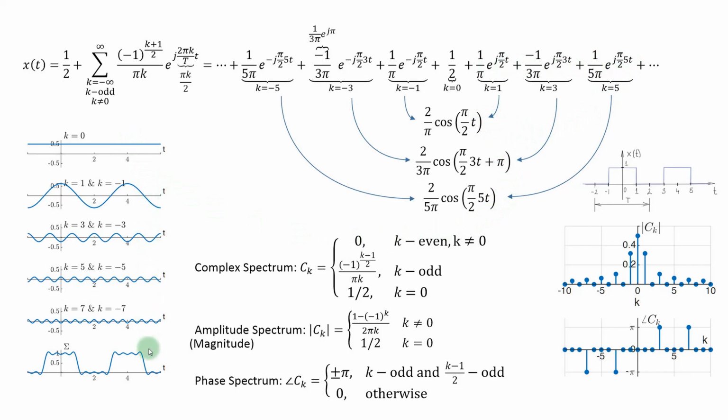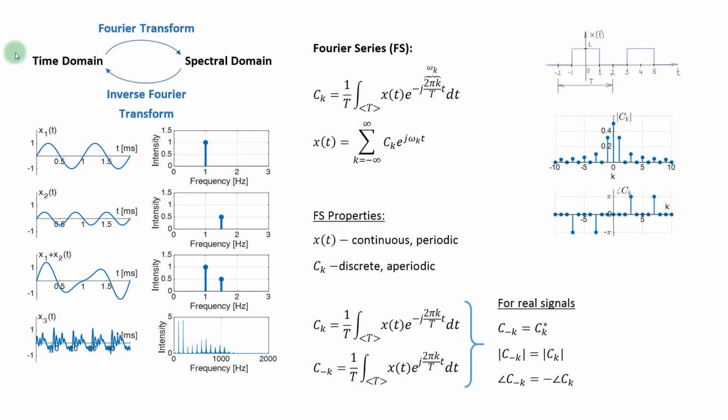To summarize, in this lecture I have introduced the concept of the time domain and the spectral domain. If we take a sound as an example, the time domain would be how a microphone records a sound. The spectral domain would be how our ear perceives the sound. And I also told you that when we want to get from the time domain to the spectral domain, we use the Fourier transform. And in the inverse direction, we use the inverse Fourier transform.